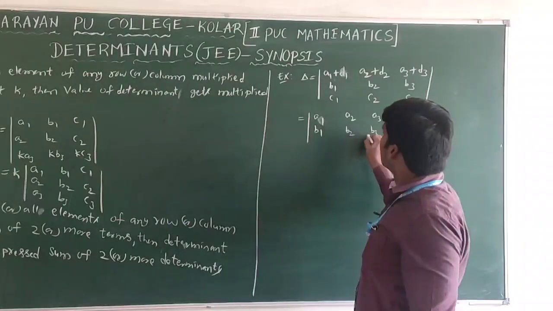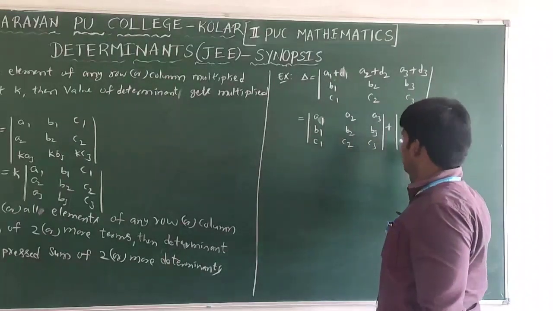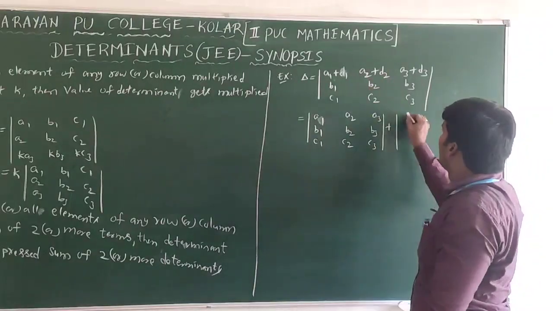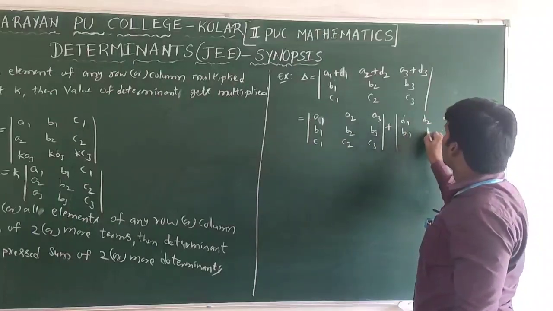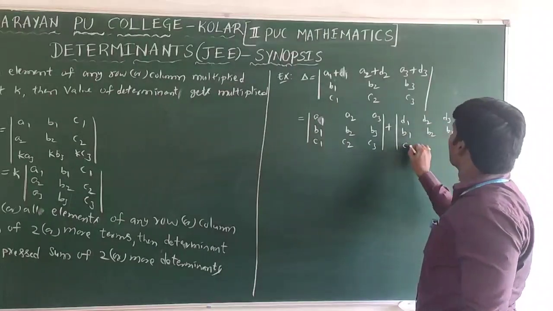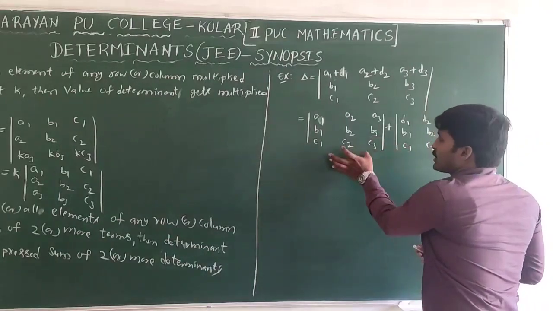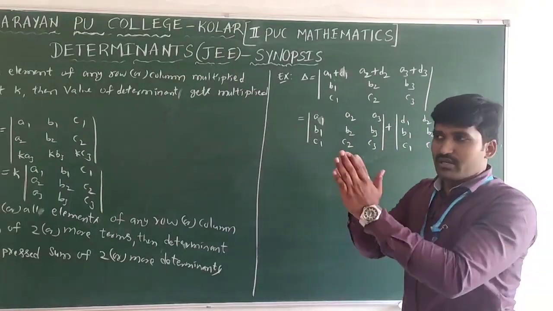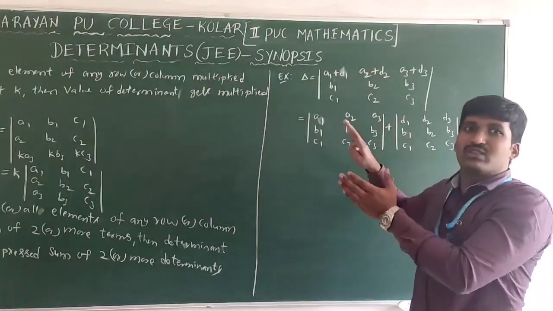B1, B2, B3, C1, C2, C3, plus, what are the second elements in the first column? D1, D2, D3. The other columns remain the same. That means after splitting into two determinants, the sum and the original determinant value are both the same.